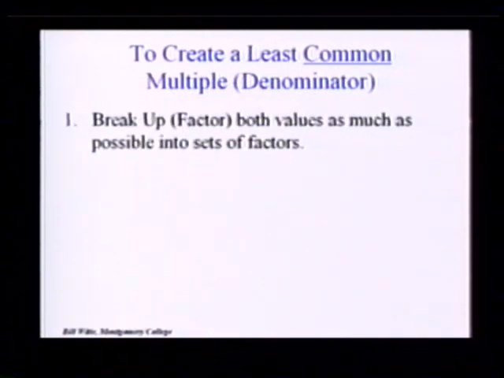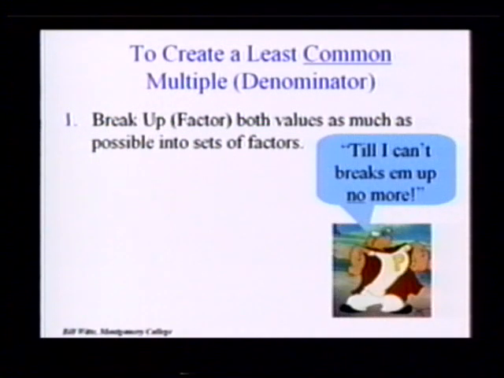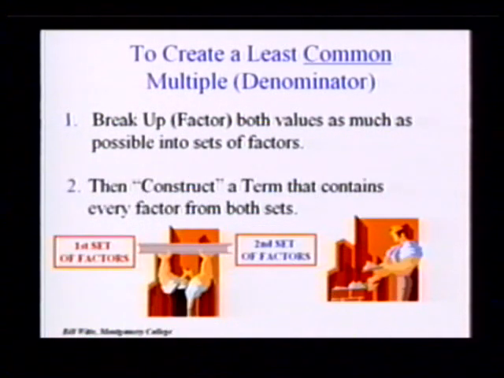Let's show you how to create a least common multiple or a least common denominator. I'll give you a way that always works. What we're going to do is break up the factors, the numbers, as far as they'll go. You're using your prime factorizations here, aren't you? Yep. And then we're going to actually construct a number that contains every factor from both sets at least.